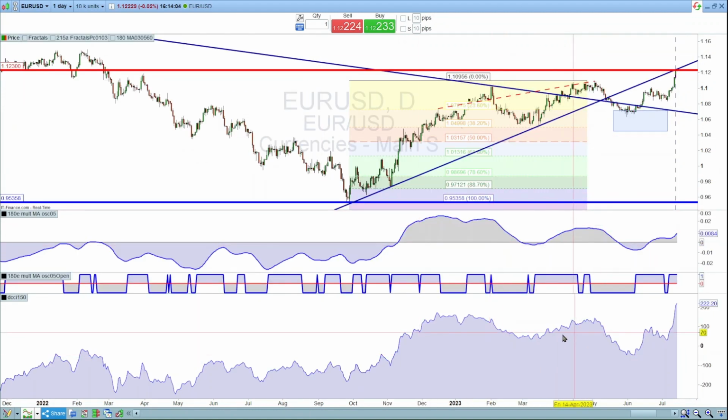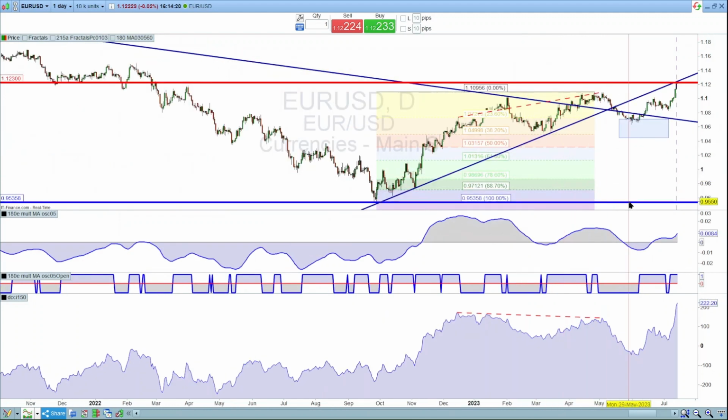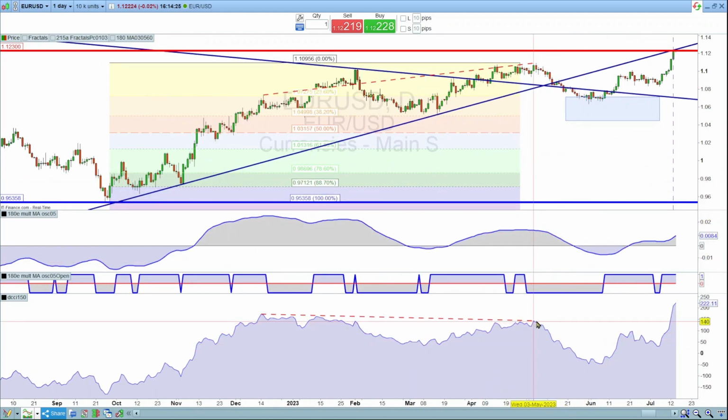And I'm sorry, let's go back a step. That divergence was there. I'm ahead of myself. That divergence was there, and it actually worked. You can see there with that Fibonacci range, it hit our 23% level at that level there. So that worked.